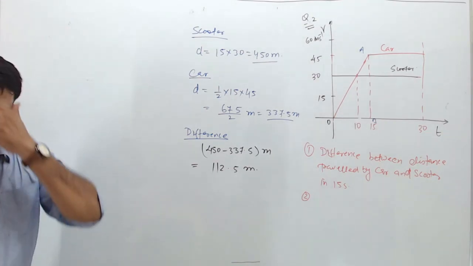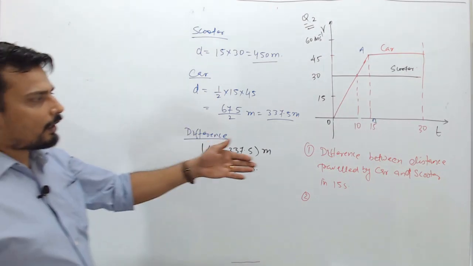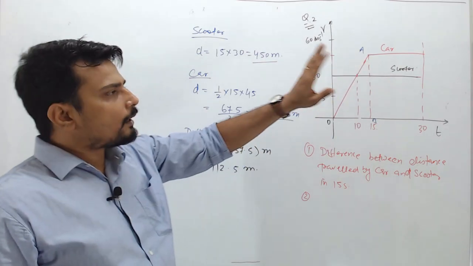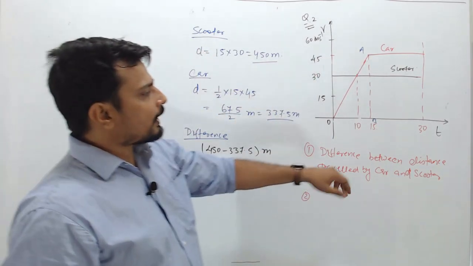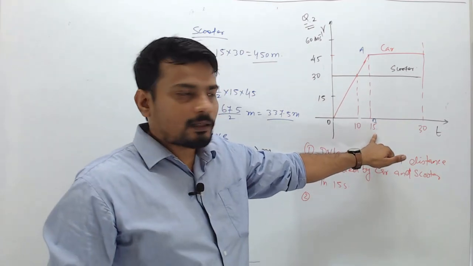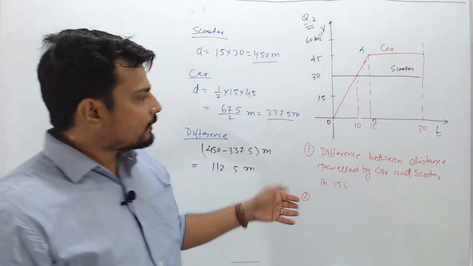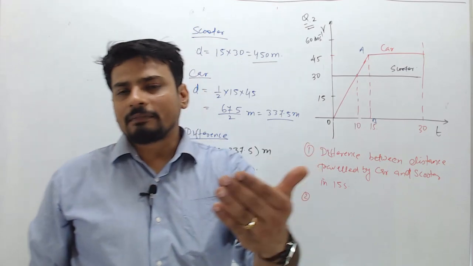All right. Now, the second question was, how much distance was moved by the scooter and the car when the car catches the scooter? Good. Now, one thing is quite easy to understand. The car did not manage to catch till 15 seconds. The car was behind. That clearly means the car is going to catch the scooter anytime beyond 15 seconds, right?